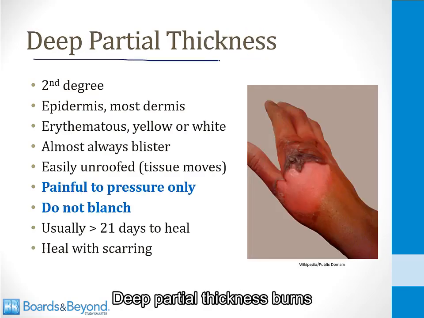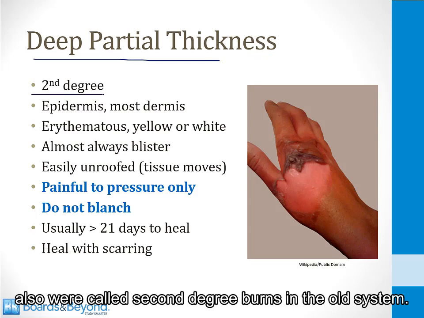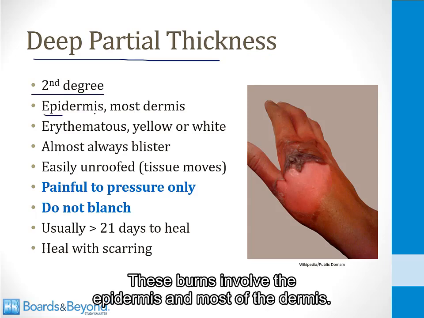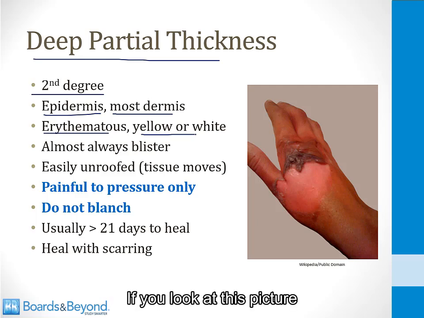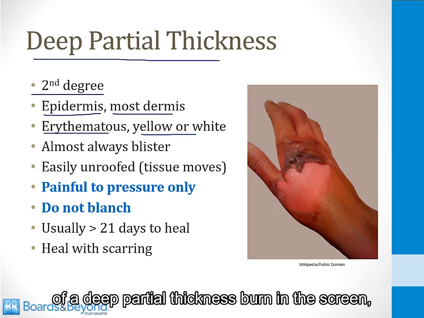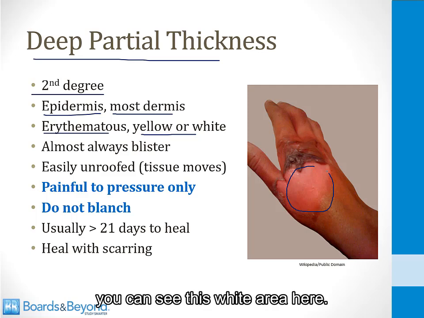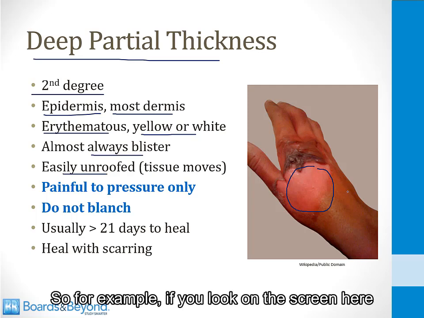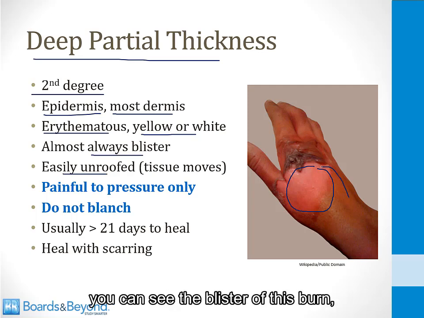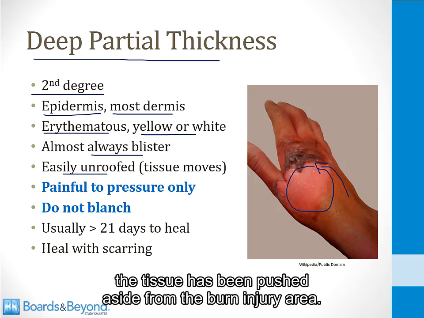Deep partial thickness burns also were called second degree burns in the old system. These burns involve the epidermis and most of the dermis. They can be erythematous and red, but often they are yellow or white. If you look at this picture of a deep partial thickness burn on the screen, you can see this white area here. That's typical for this type of burn. These burns almost always blister, but the blisters are often easily unroofed and the tissue can move. So for example, if you look on the screen here, you can see the blister of this burn. The tissue has been pushed aside from the burn injury area.